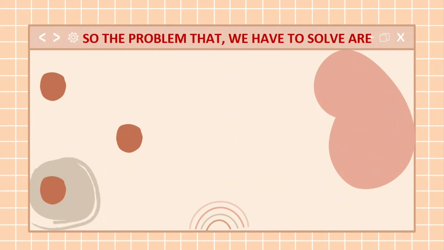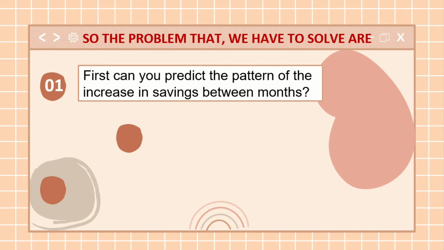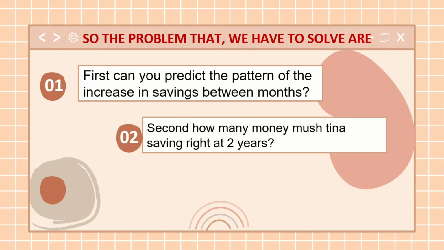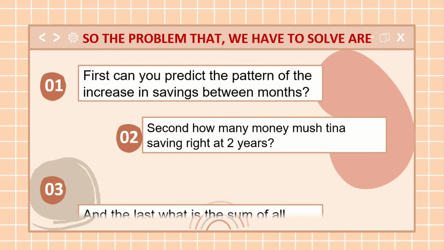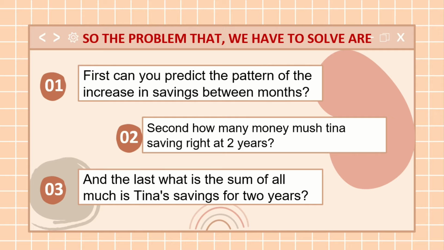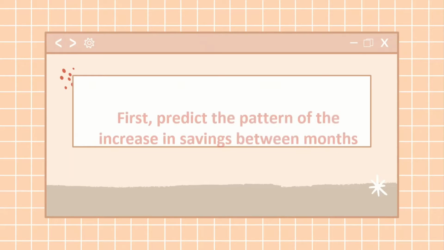So, the problems that we have to solve are: first, can you predict the pattern of the increase in saving between months? Second, how much money must Tina save at 2 years? And last, what is the sum of all Tina's saving for 2 years? Okay, let's start to solve the problem.